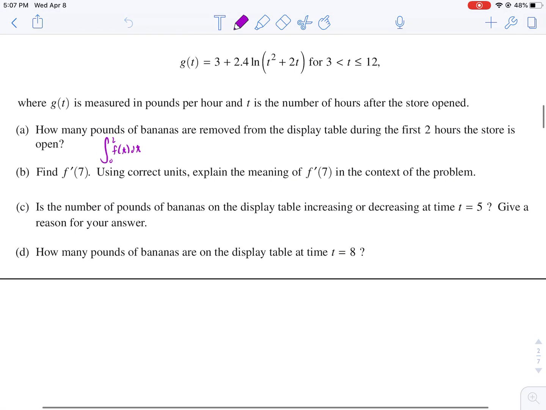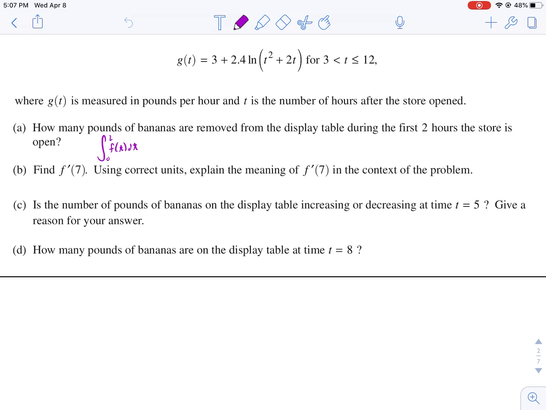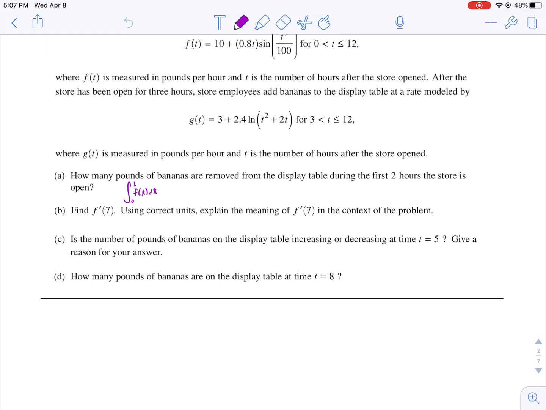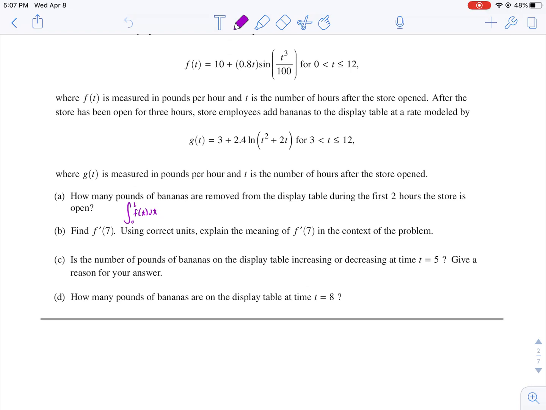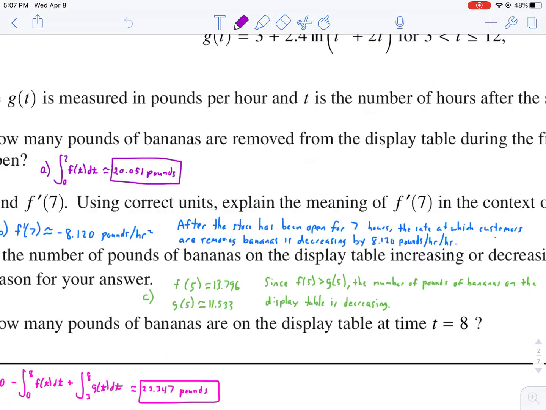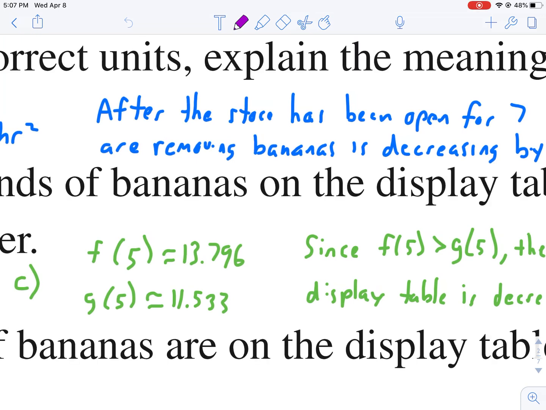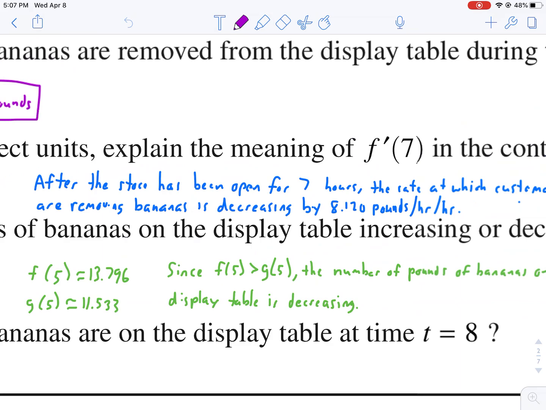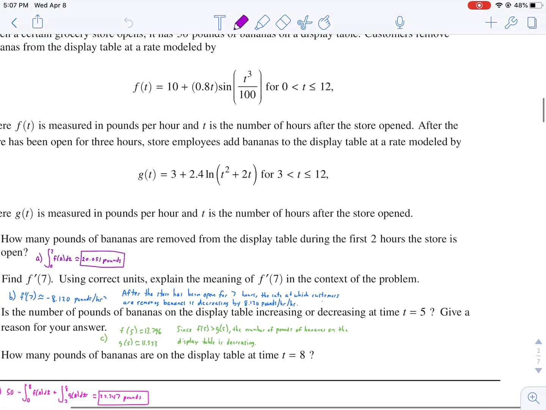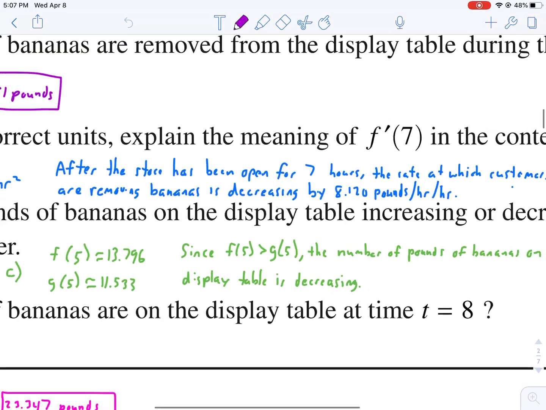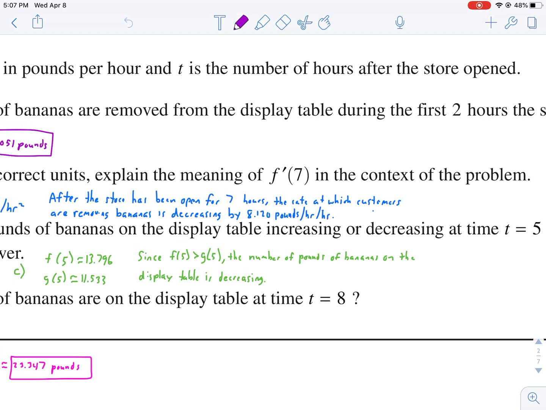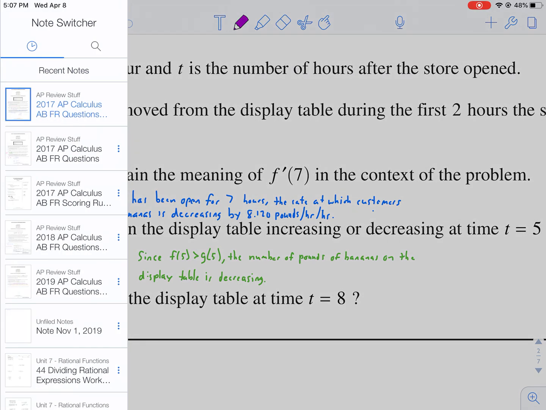Okay, C, is the number of pounds of bananas on the display table increasing or decreasing at t equals 5? So here we'll just compare the two rates and see which one is bigger. So f of 5 is 13 something, g of 5 is 11 something. Since f of 5 is greater than g of 5 and f is how fast bananas are being removed, bananas are being removed faster, therefore the number of pounds of bananas on the display table is decreasing.